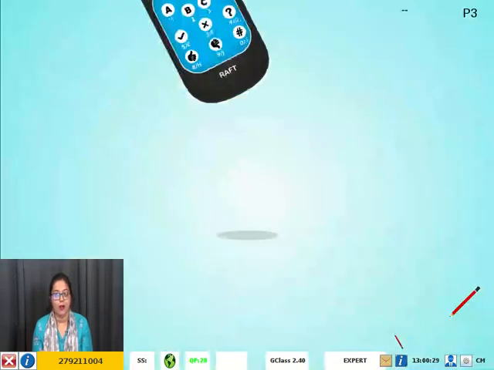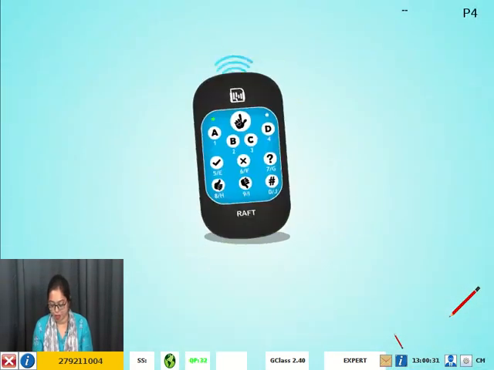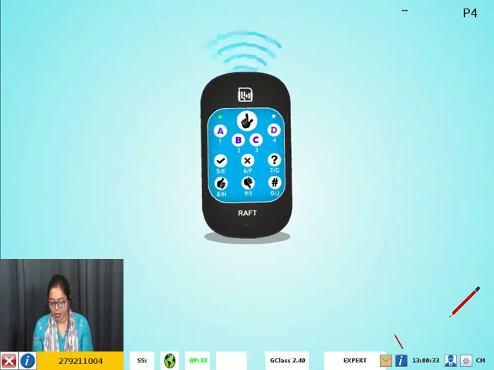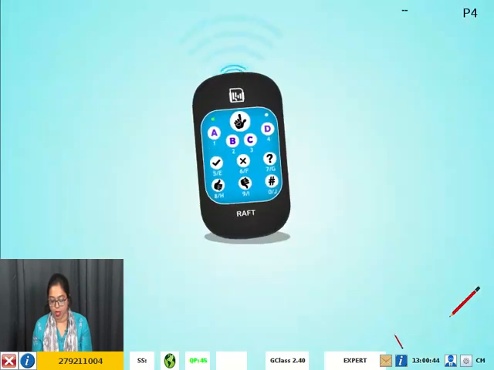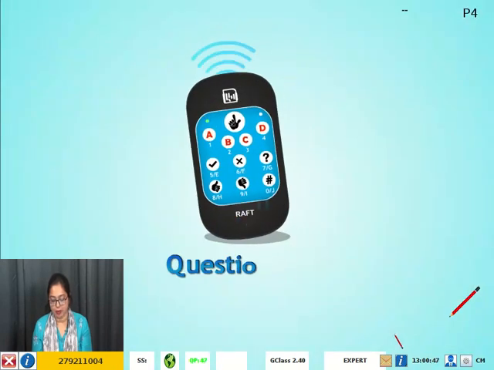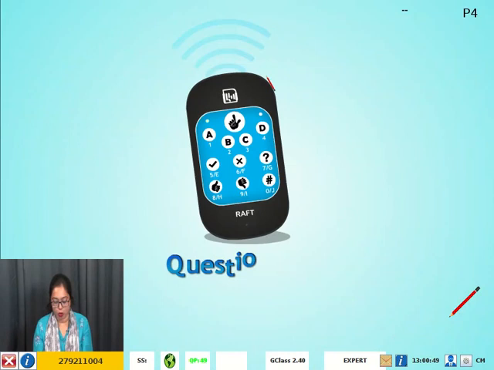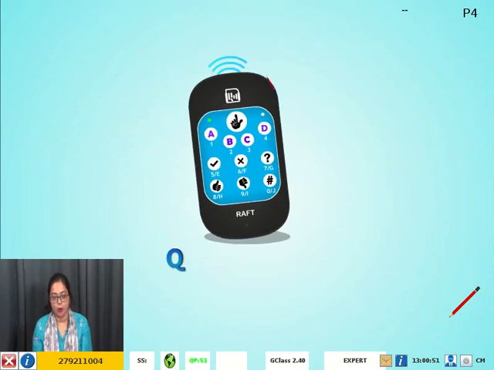I hope you have read about conjunctions in the parts of speech. So now we'll go to the next screen. See here, now there is a sentence, okay? So what do we do? Now there is a question in this one. So we will see what the question is.